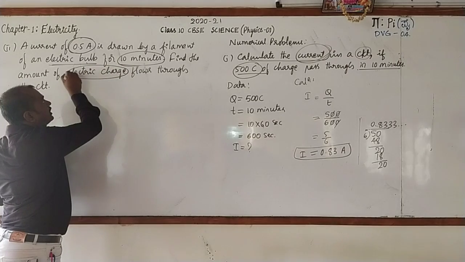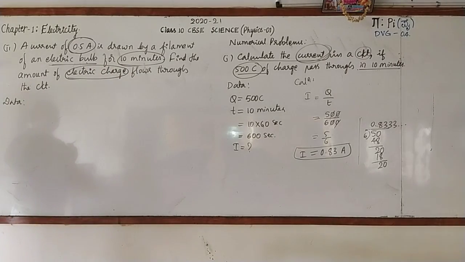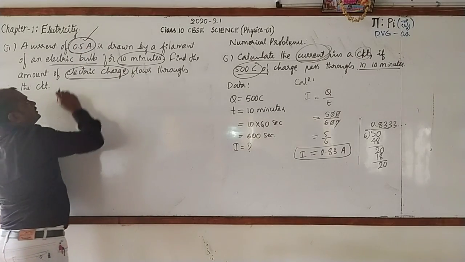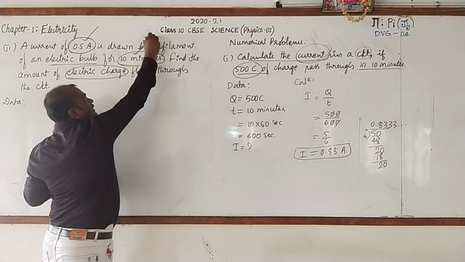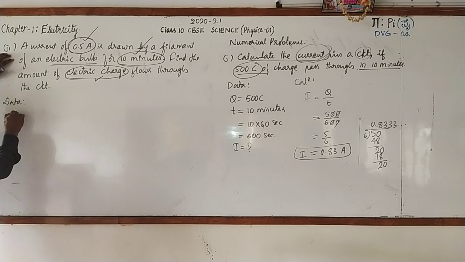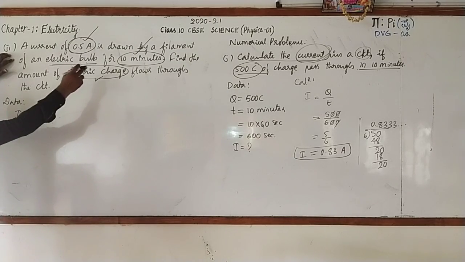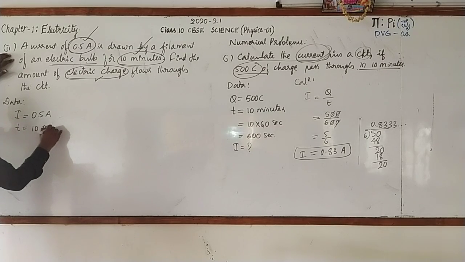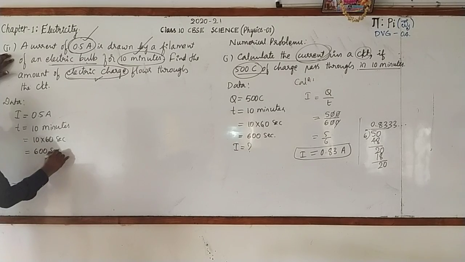Amount of electric charge. See, here they have given three physical quantities. One is current. What about this? It is time. What about this? This is charge. Current is denoted by the symbol I. How much is that? It is 0.5 amps. Time is denoted by the symbol T. How much is it? It is 10 minutes. Again, 10 minutes is given, but minute is not the SI unit. SI unit is second. Convert this into seconds. 10 into 60 seconds is equal to 600 seconds.